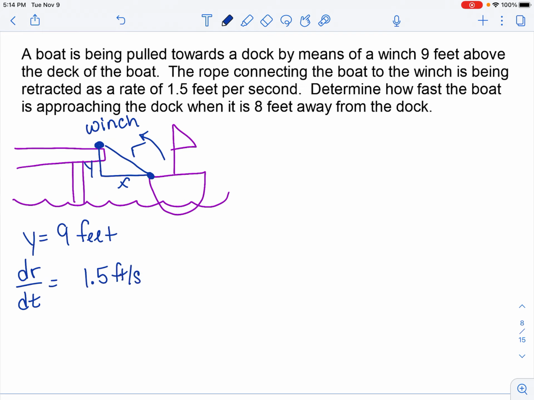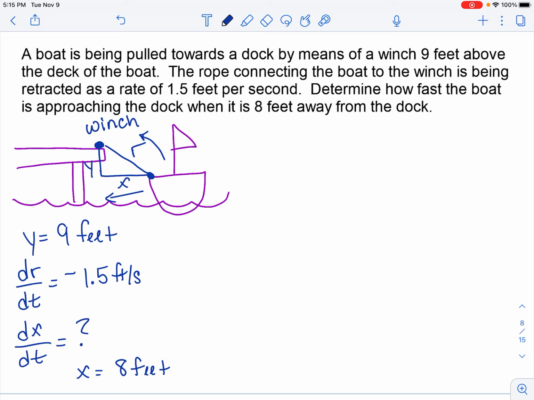But it's being retracted, pulled in, so that distance is getting smaller, so it's negative 1.5 feet per second. Determine how fast the boat is approaching the dock. That would be the rate going this way. So that means dx/dt is our unknown that we're going to be solving for when the boat is 8 feet away from the dock. That 8 feet is the x value. x equals 8 feet.